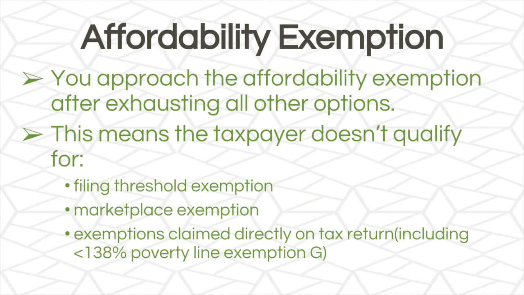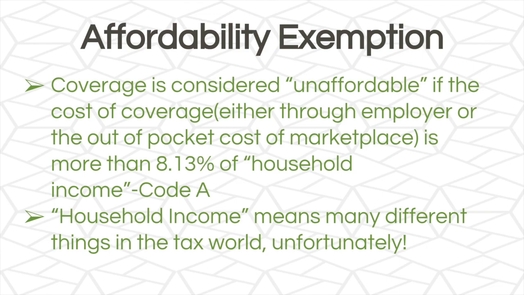Okay, so the affordability exemption, you're going to approach after you have exhausted all other options. This means that the taxpayer doesn't qualify for the filing threshold exemption, any of those exemptions from the marketplace, or any of those exemptions claimed directly on the tax return, which includes being under 138% of the federal poverty line. Coverage is considered unaffordable if the cost of coverage, either through their employer or out-of-pocket costs of marketplace coverage, is more than a certain percent of household income. This percent changes from year to year, but it usually is around 8%.